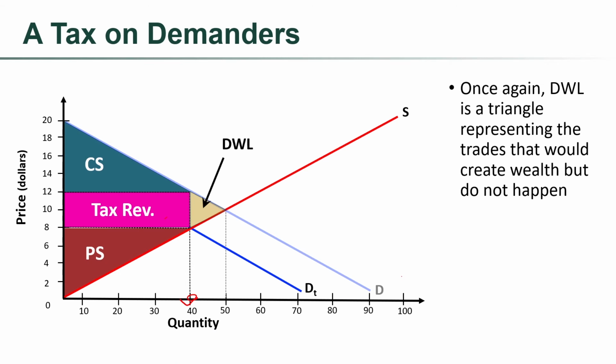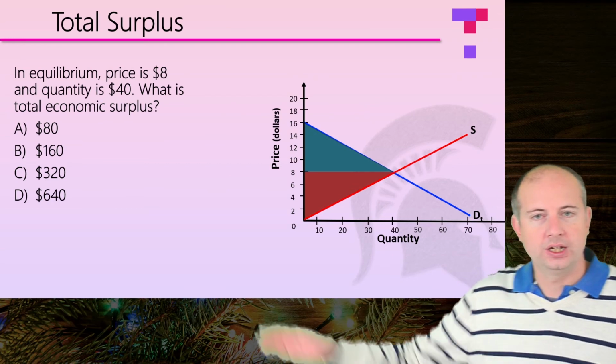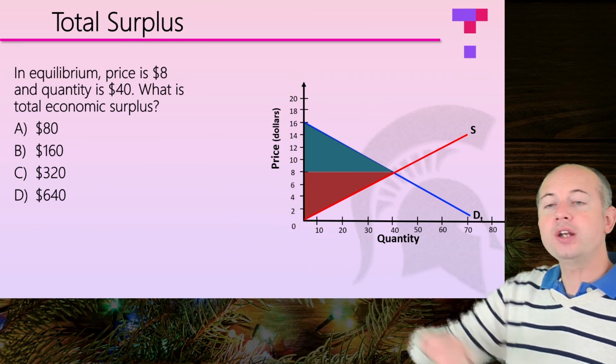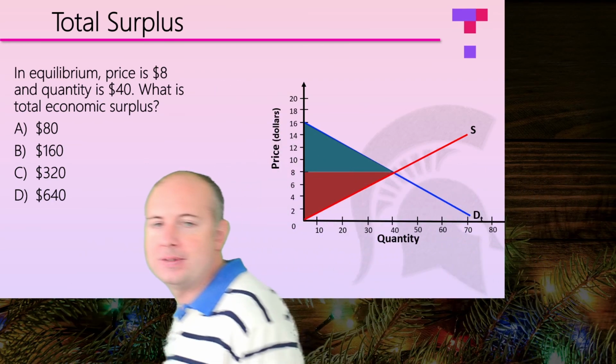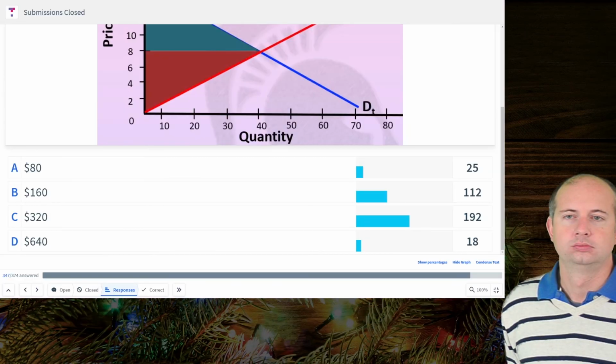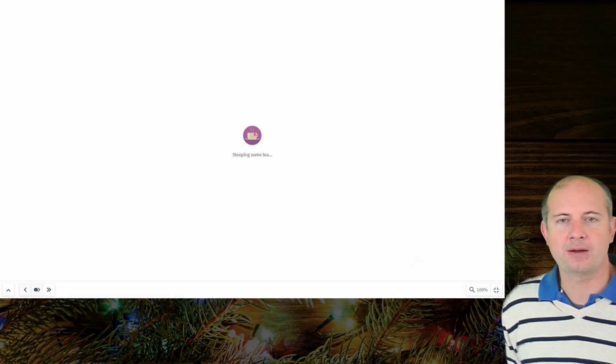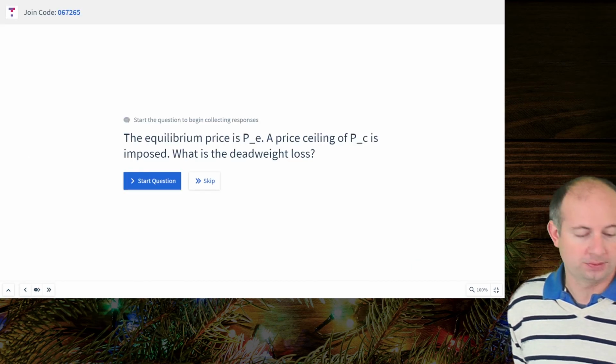Okay, so now what we'll do is a couple of top hat questions on stuff we've done today. First, in equilibrium, price is $8 and quantity is 40. So, right, price of 8, quantity of 40. What is total economic surplus? Remember, that means consumer plus producer surplus. Right, so the answer here is 320. And what we need to remember is we have to think about both consumer and producer surplus.